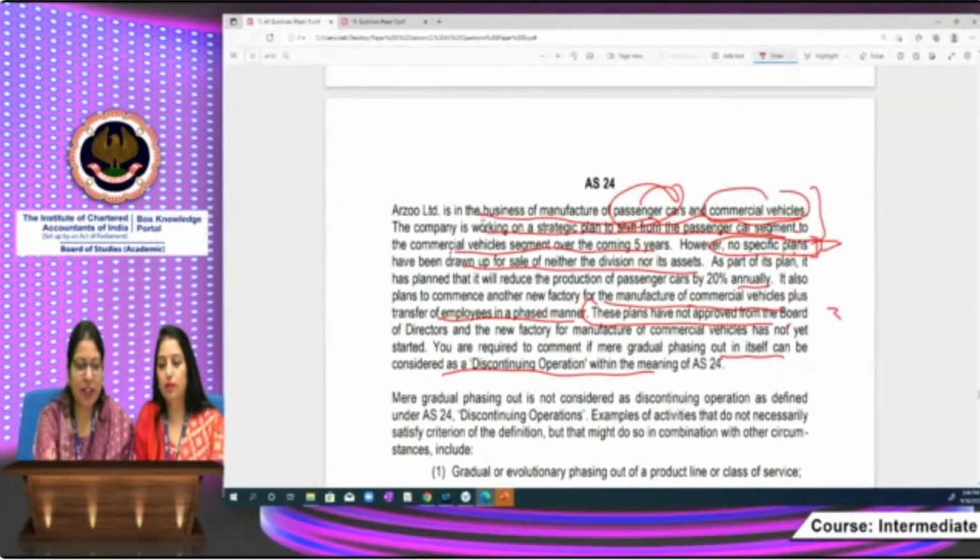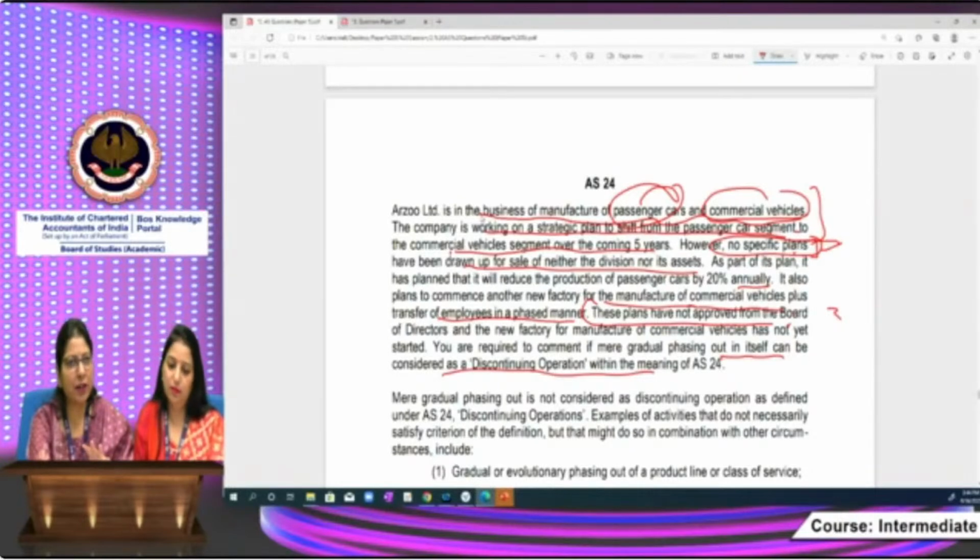But otherwise, if these two parameters were fulfilled, if the answers were yes and not no, then the AS 24 conditions would be satisfied and it would be considered a discontinuing operation. So basically, from AS 24 there are no calculations involved in this particular question. You only have to check whether it is a discontinuing operation or not, and on that basis give the disclosures, as per the provisions of AS 24.